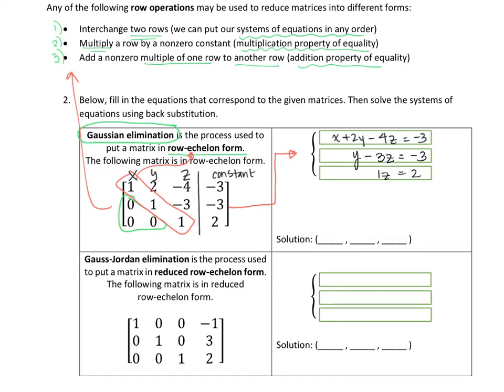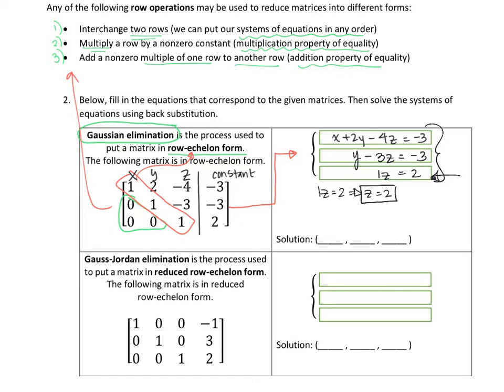So what's great when we have this row echelon form is our very last equation has only one variable in it, so we can actually solve, and this is really nice. If 1z equals 2, well, we really just know that z is equal to 2.